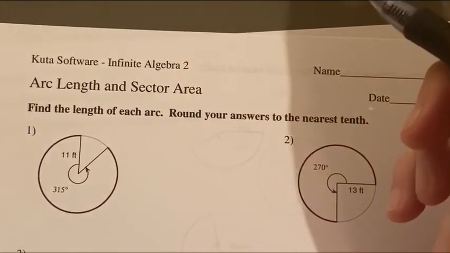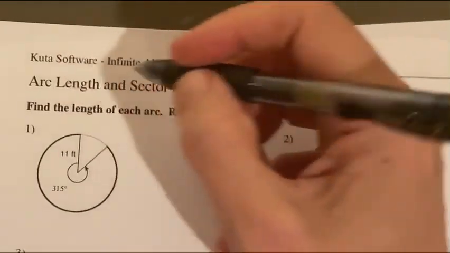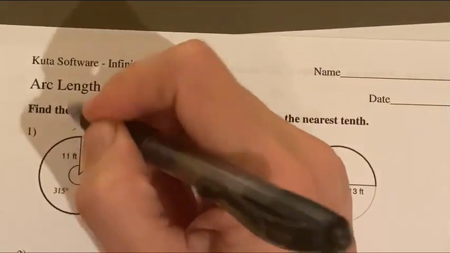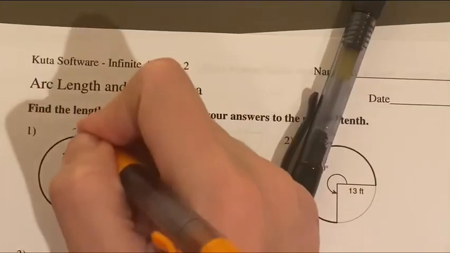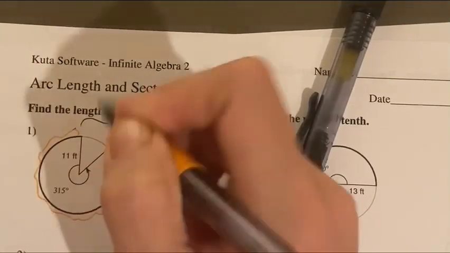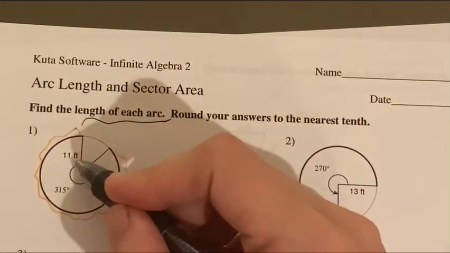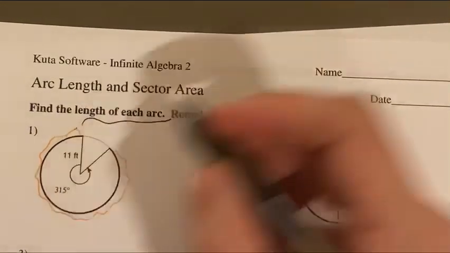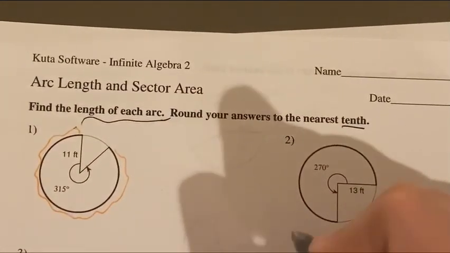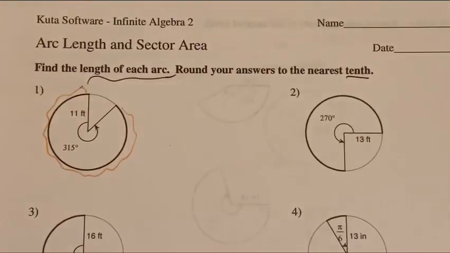Let's do it. Okay, so it says find the length of the arc. So they actually want this part out there. And since they gave it to us in feet, we know that they want our answer in feet, and they also said round to the nearest tenth. Okay, so now we know what we got to do.